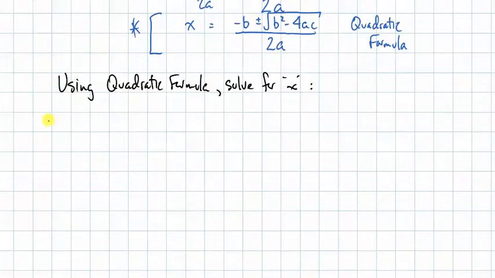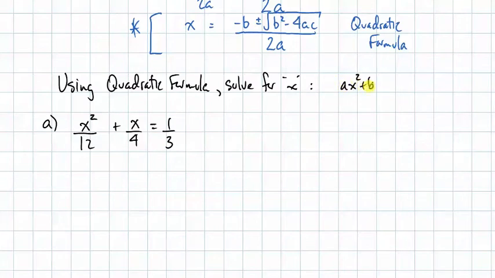So the first one, I'm going to give you x squared over 12 plus x over 4 equals 1 over 3. Now, I could do this problem two ways. Remember, ax squared plus bx plus c equals 0 is the general form of a quadratic.